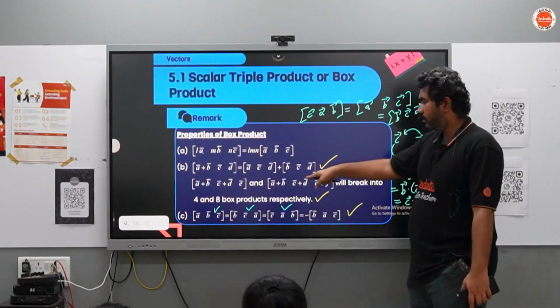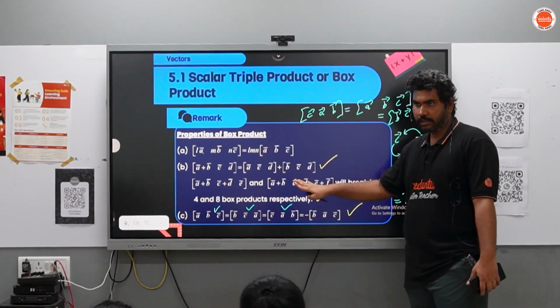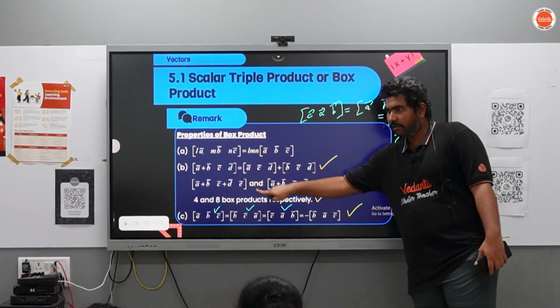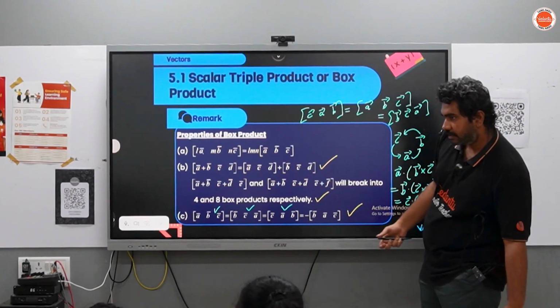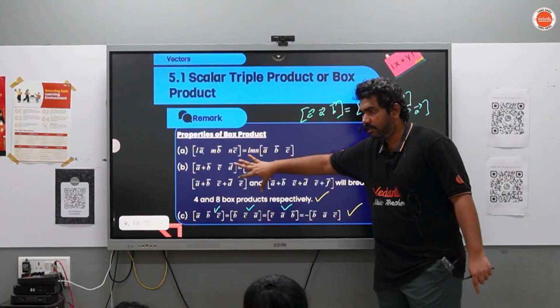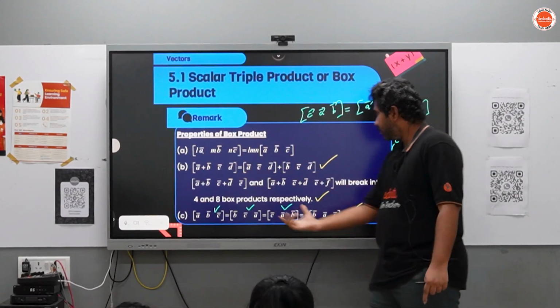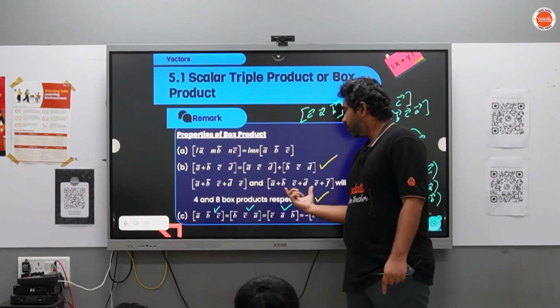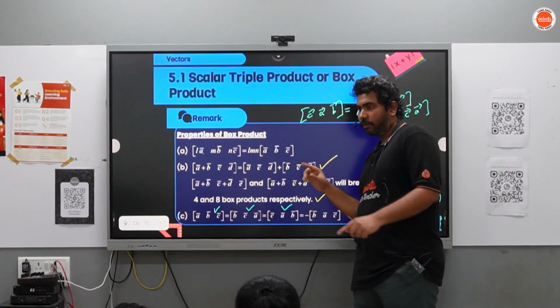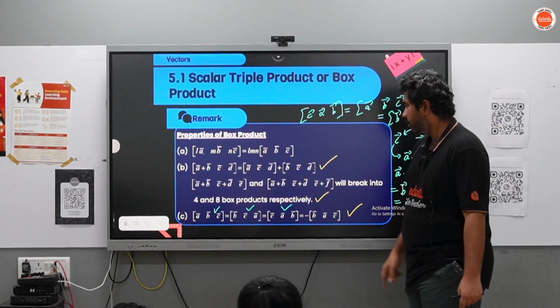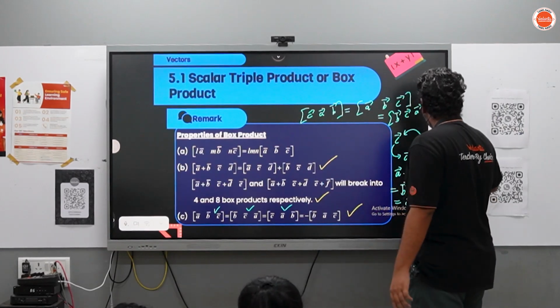Do you want me to explain this? It's clear, right? This one, you want how it is the case? No, these two are different ones. What they are saying is, you can break this into 4 box products. You can break this into 8 box products. So how will we do that?